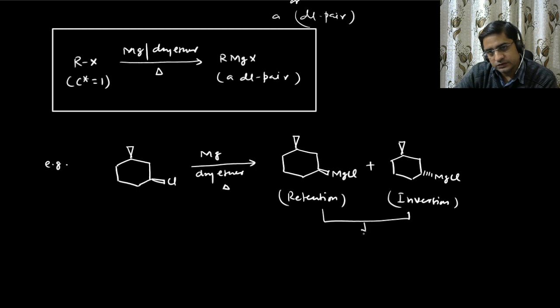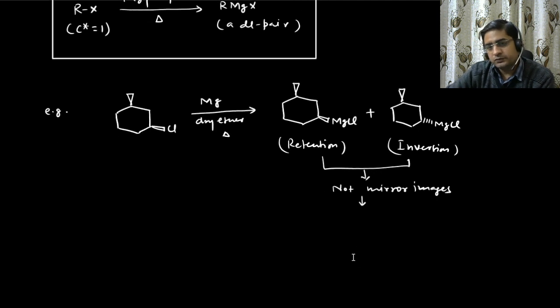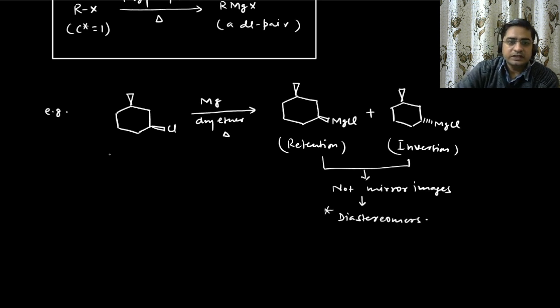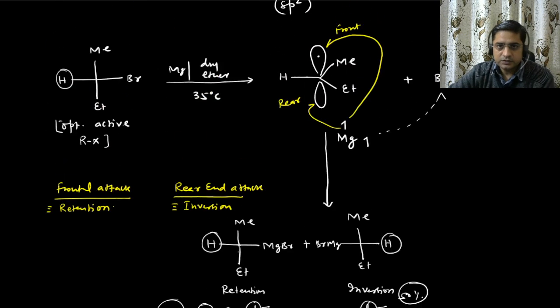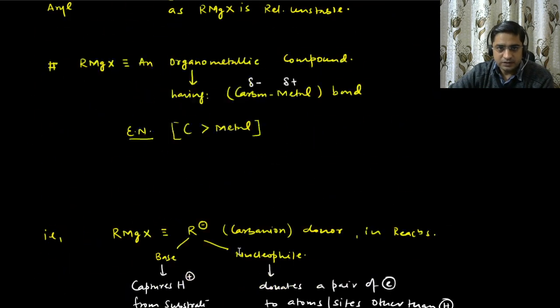No, this one is not a DL pair. Sorry, these are not mirror images, and optically active compounds which are not mirror images are termed diastereomers. So in case of RX having C star 2, we are getting a pair of diastereomers. So this was all about the stereochemistry of the reaction.